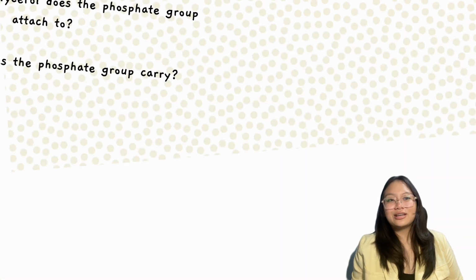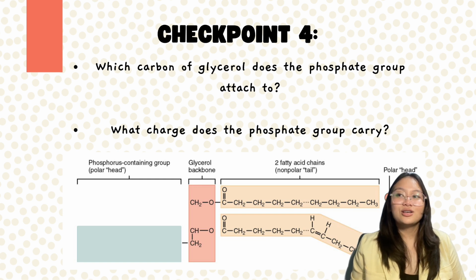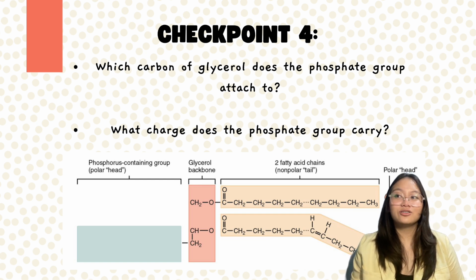With that, we've now reached our 4th checkpoint. So first, which carbon of glycerol does the phosphate group attach to? And second, what charge does the phosphate group carry?